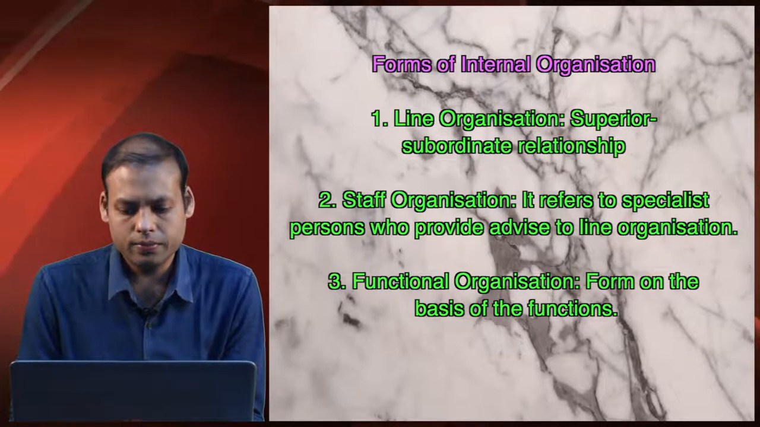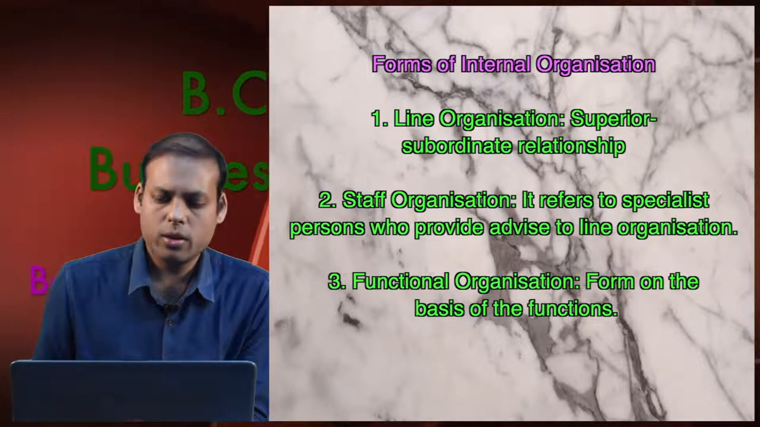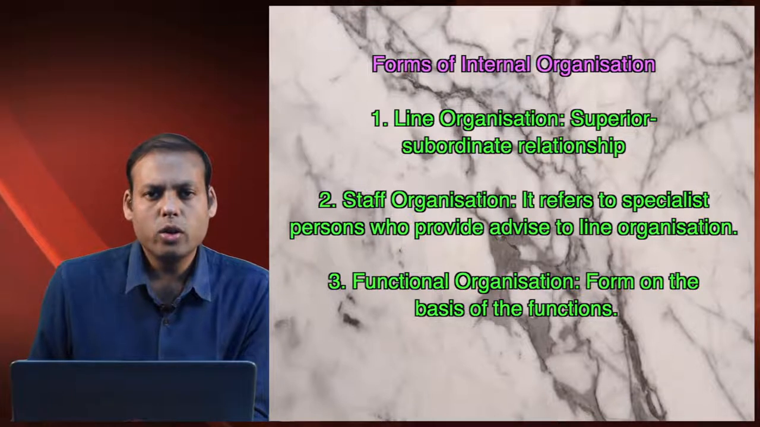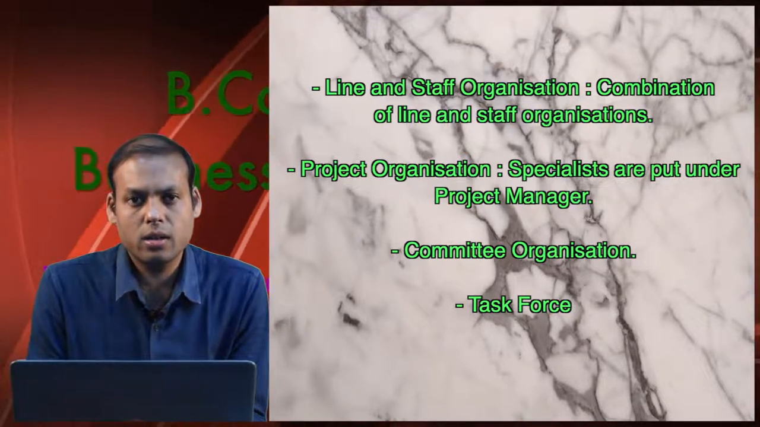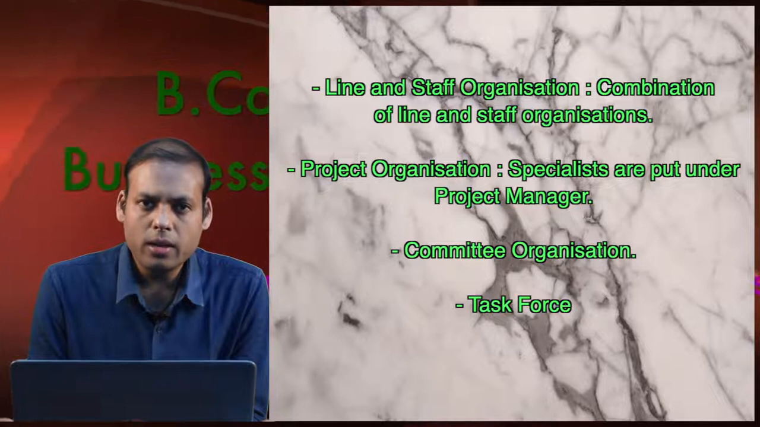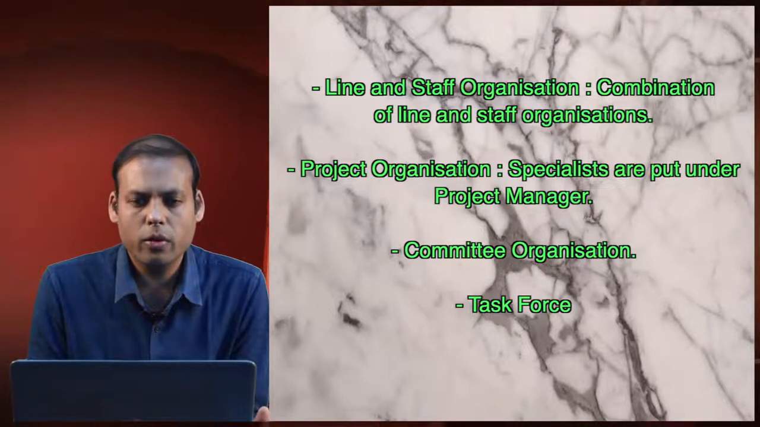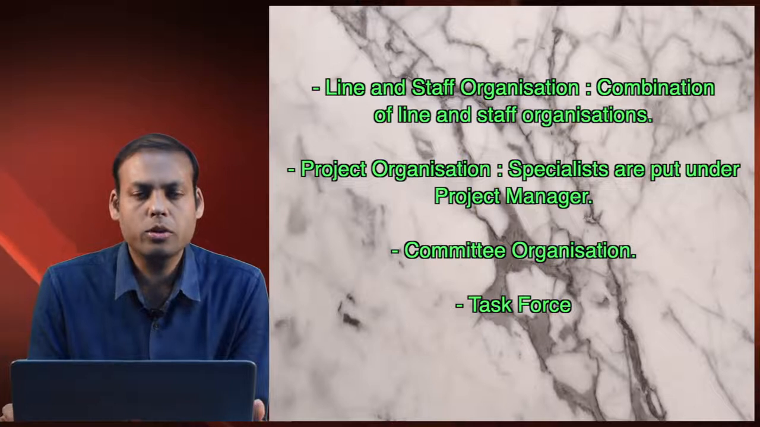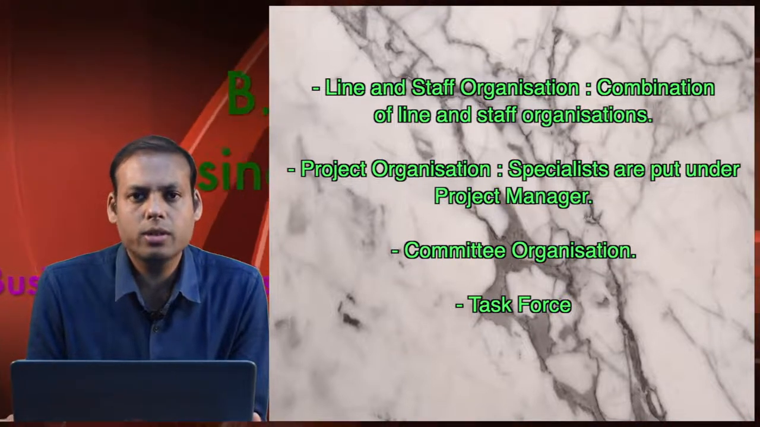Third, functional organization. This is formed on the basis of the functions of the organization. So, there will be departments based on functions like production, sales, human resource, finance, etcetera. Next form of internal structure is line and staff organization, a combination of line structure and staff organization. Line managers will implement the decision and staff managers will advise them in performing their activities. Project organization. Under this, specialists will be put under a project manager. The specialists may come from different departments and they will be grouped and work under a project manager.